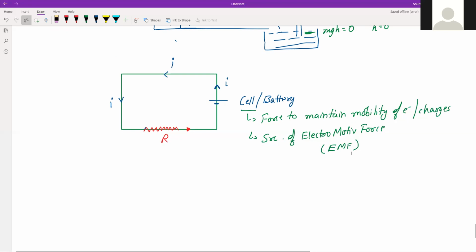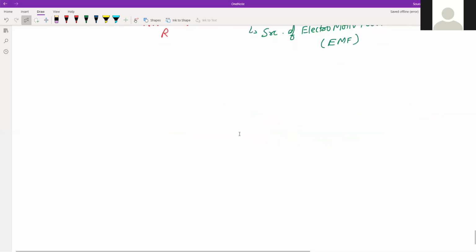In the same chapter, we'll also study how this battery works. So that is electromotive force, or the source of electromotive force, which is a battery. So what is this electromotive force? Is it really a force, or what exactly is this? We'll see that as well.